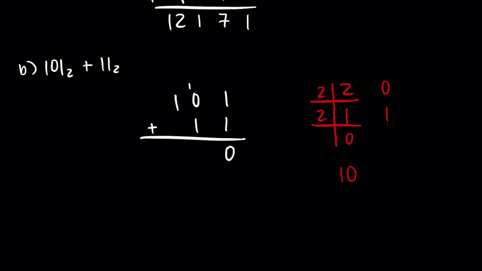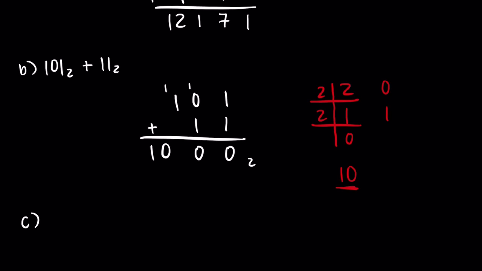Now, we have 1 plus 1, and that is 2 again, but we just showed that 2 as a binary number is 10. So we leave the 0 and bring over the 1, and 1 plus 1 is 2 again, so we write down the 10. So the answer as a binary number is 1,000.